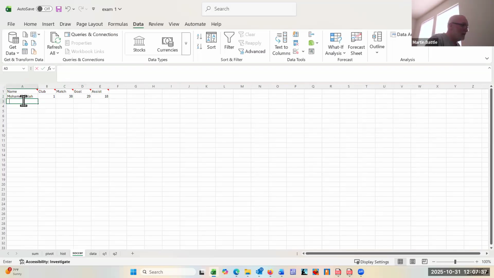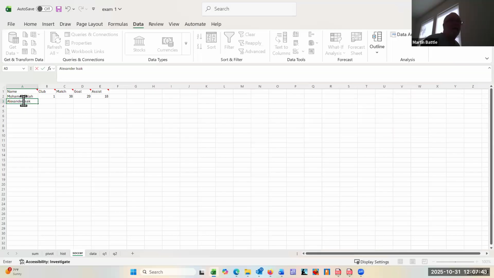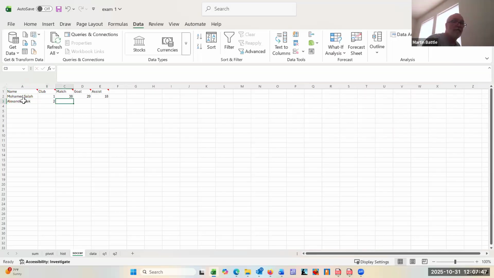Then it's Alexander Isak, and he played for Newcastle and played 4 matches, 23 goals with 6 assists. Then, so I could do this the whole way through, right? For everyone, Brandon Bomo, Erling Haaland, Ollie Watkins, and then Chris Wood. I could do that for each of them, but I'm not going to because that's just typing in.